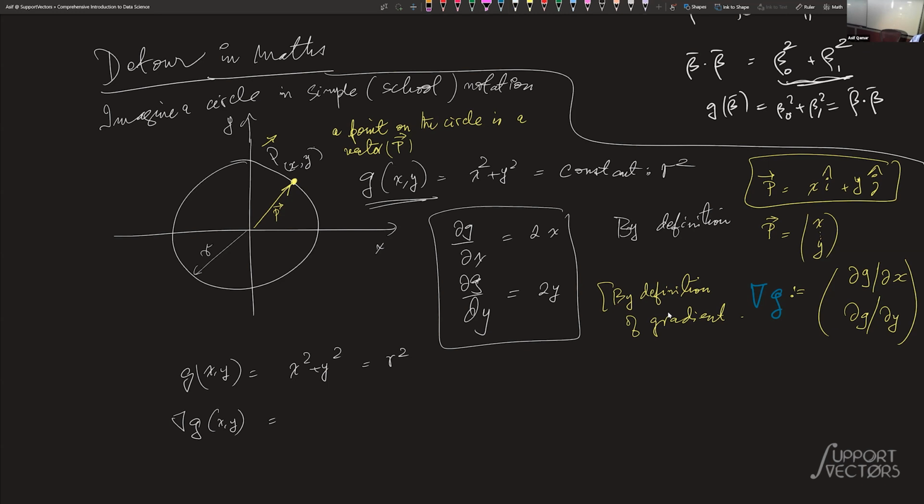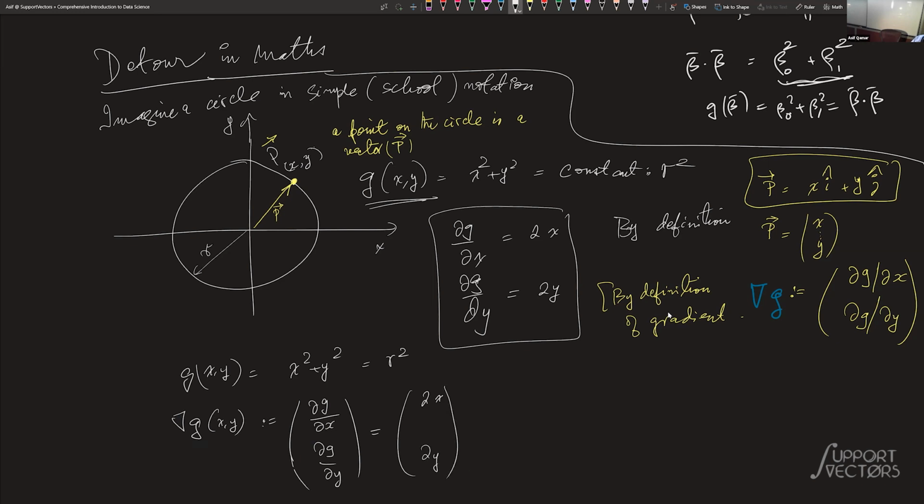Again, I'll just repeat the whole thing from here. Gradient of G with respect to x and gradient of G with respect to y. It is this vector by definition, almost by definition here. And this is equal to what? A 2x, 2y.